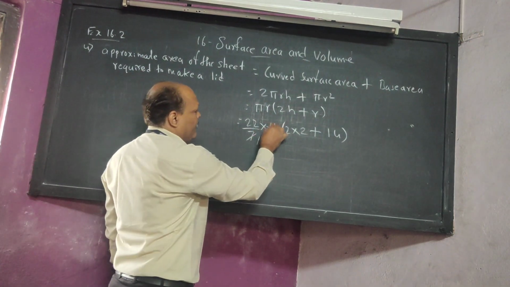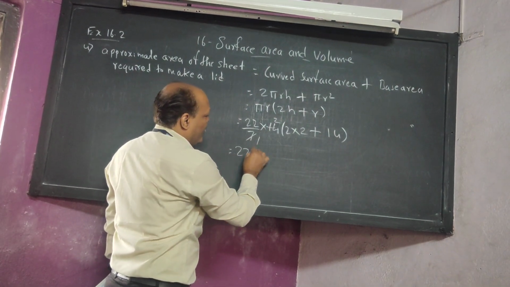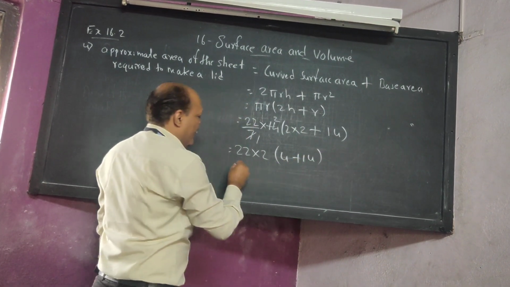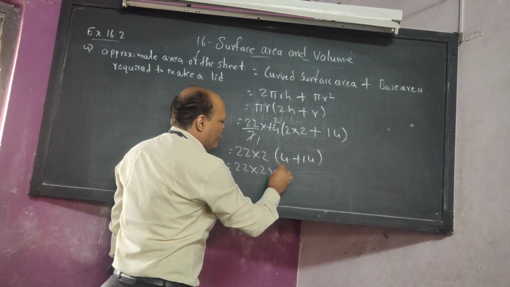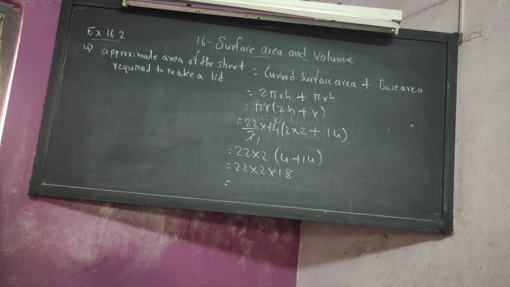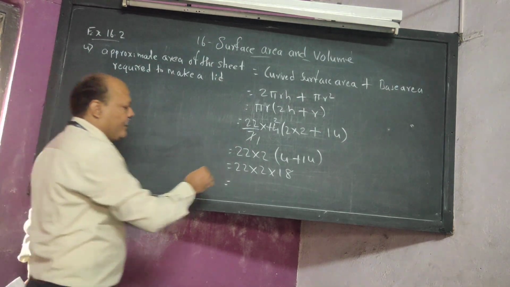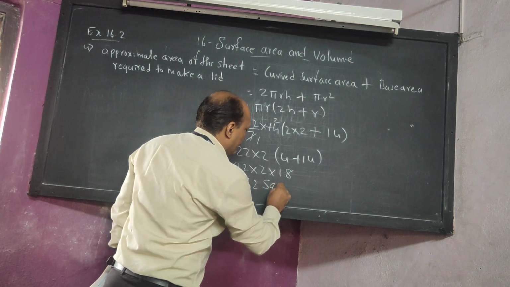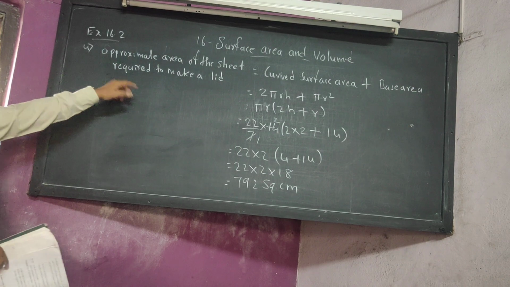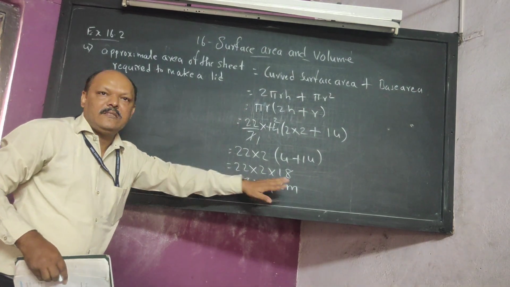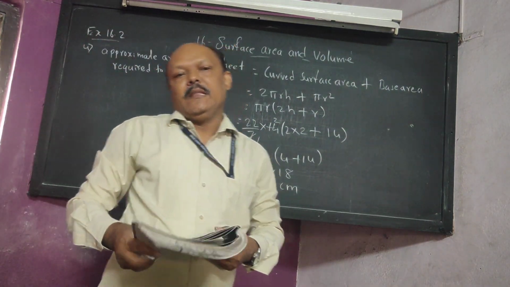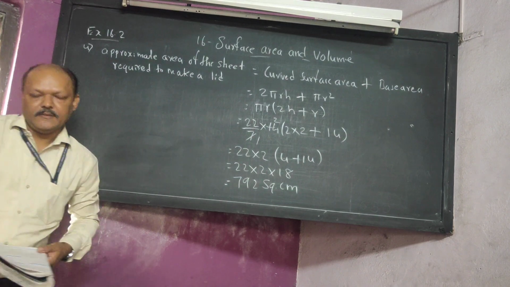7 1 7 2 that is 22 into 2. 2 2 4 plus 14. That is 22 into 2 into 18. Multiply 22 into 2 is 44. 44 into 18, you will get 792. 792 square centimeter. This is the approximate area of the sheet required to make a lid. I hope all of you understood this exercise, this sum, and that means we have completed this exercise. Now we will move on to the next exercise.